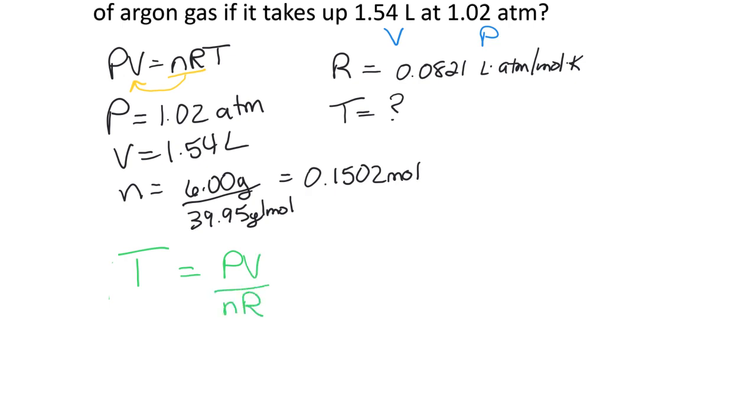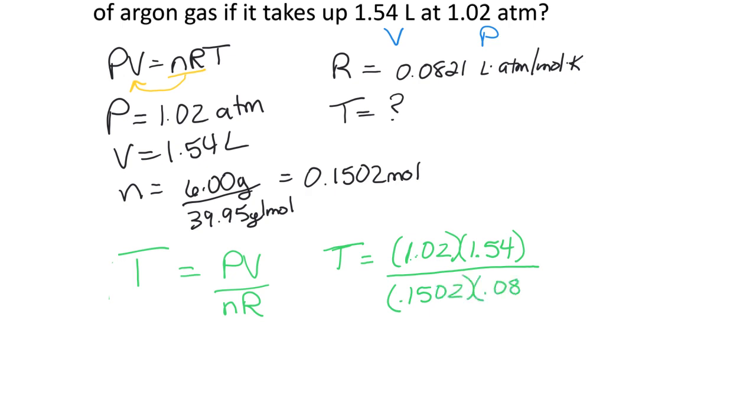Okay, so now let's go ahead and put the variables in there. So T equals 1.02 times V, which is 1.54, divided by N, which is 0.1502, and our R, 0.0821. Okay, so when we do the math, we're going to take 1.02 times 1.54.